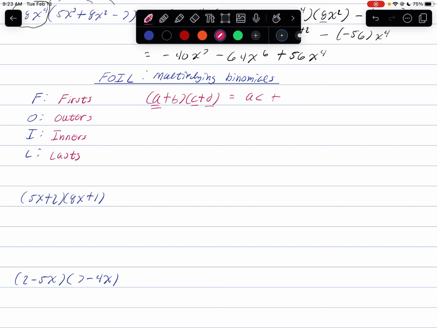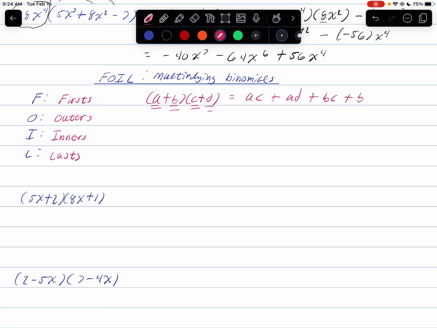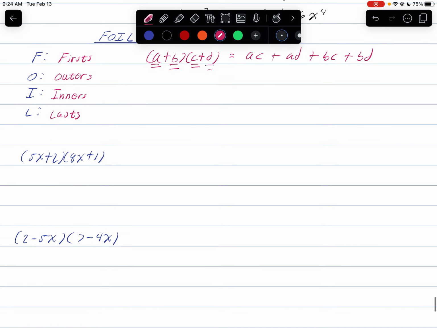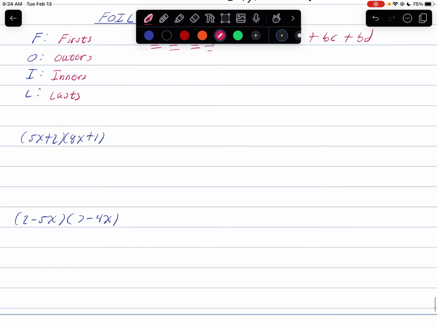All right, so on the outside here, right? The outside of each of these. So we'll have a times d. Okay, and then we'll multiply the inners, so that would be b and c. Okay, and then we'll do our lasts, which are b and d. So first, outers, inners, and lasts. That is the order that we're going to be multiplying here.